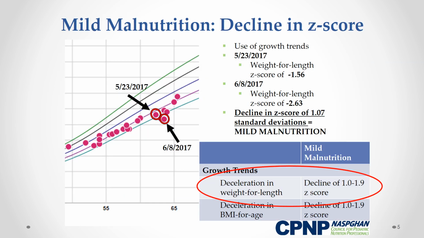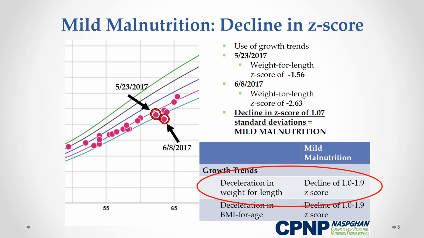This is an example of using growth trends in identifying malnutrition. This patient demonstrates a decline in weight for length Z-score of 1.07 standard deviations from May to June. As indicated above, a decrease in weight for length Z-score of 1.07 fits within the range of mild malnutrition.